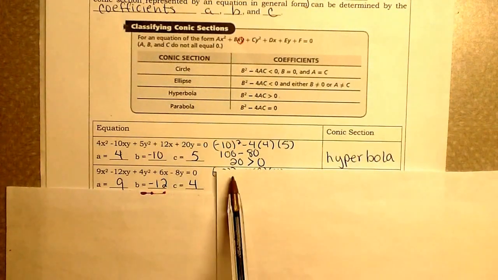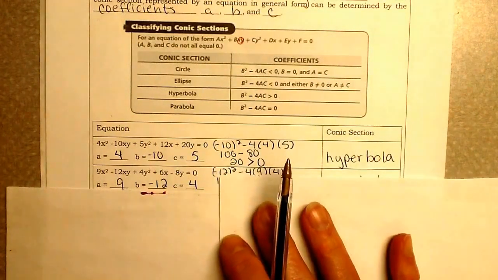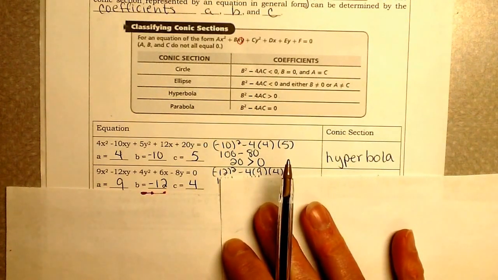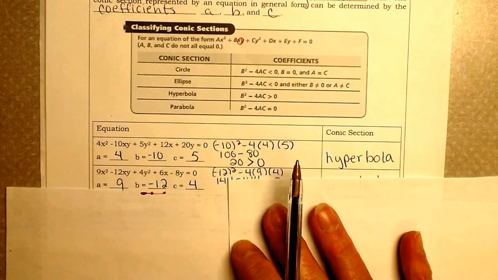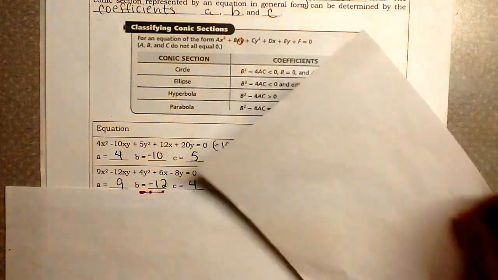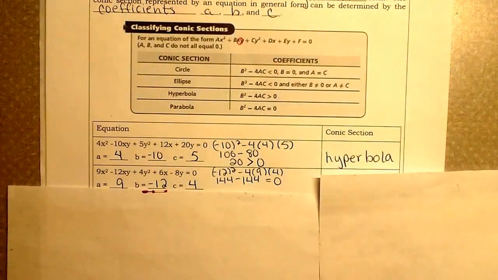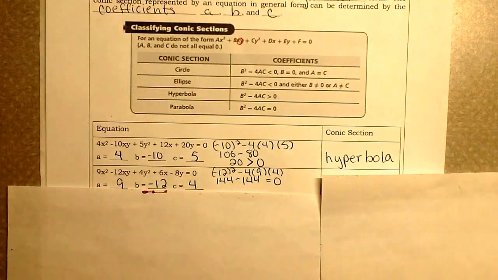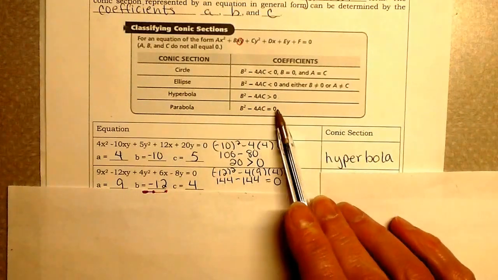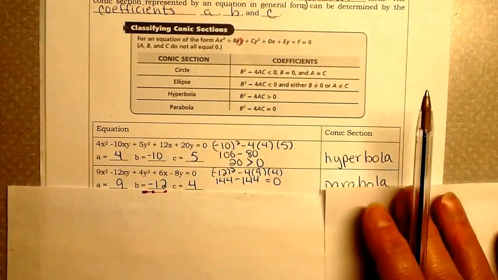We substitute those into b squared minus 4ac, and that's going to give us negative 12 squared minus 4 times 9 times 4. Simplified, that's going to give you 144 minus 144. Now that equals 0. So if we go back up to the table, we can see when it equals 0, it's going to be a parabola.